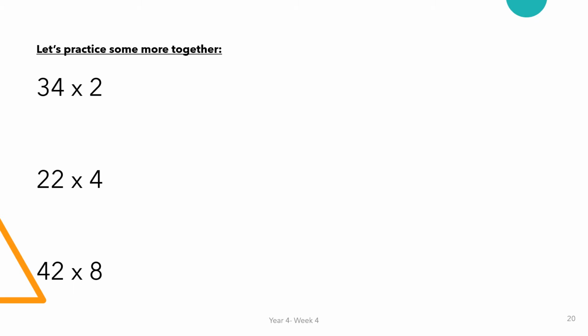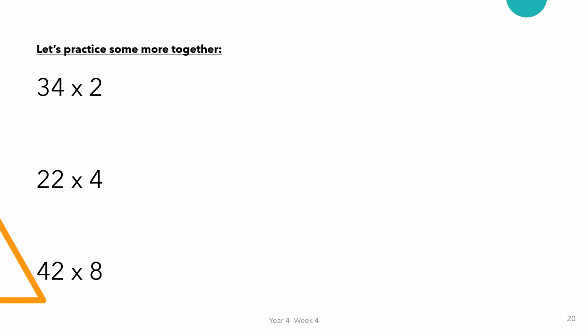Okay, now let's practice some more together. Our first question is nice and simple. We've got 34 multiplied by 2. So even though the question looks a little bit terrifying, we know that multiplied by 2 just means doubling. And then we look at 34 and we go, oh, how am I going to double this? But when you break it down into tens and units, it becomes pretty straightforward.